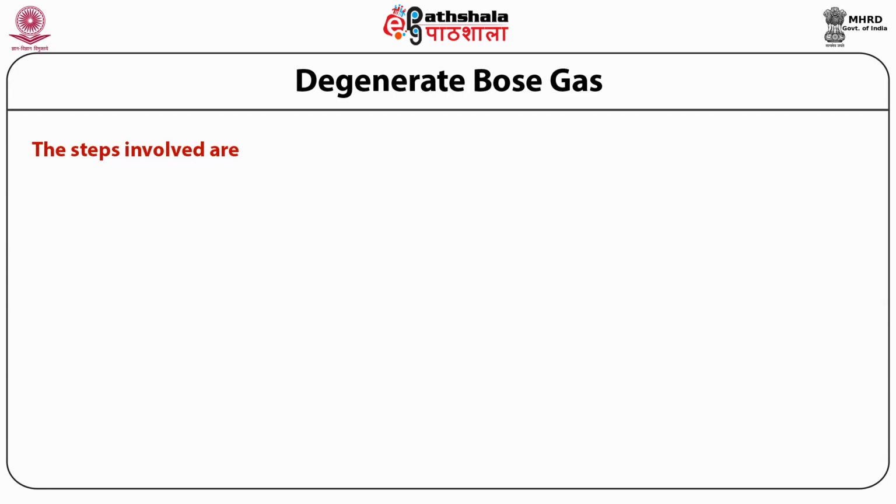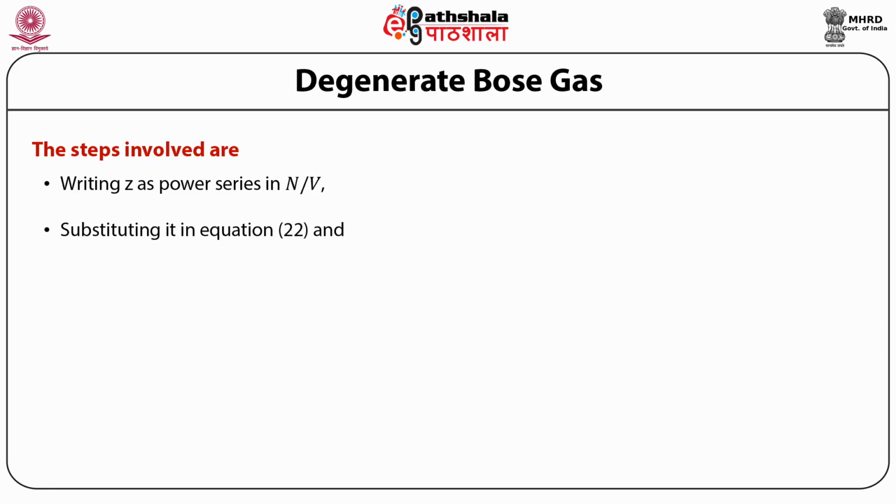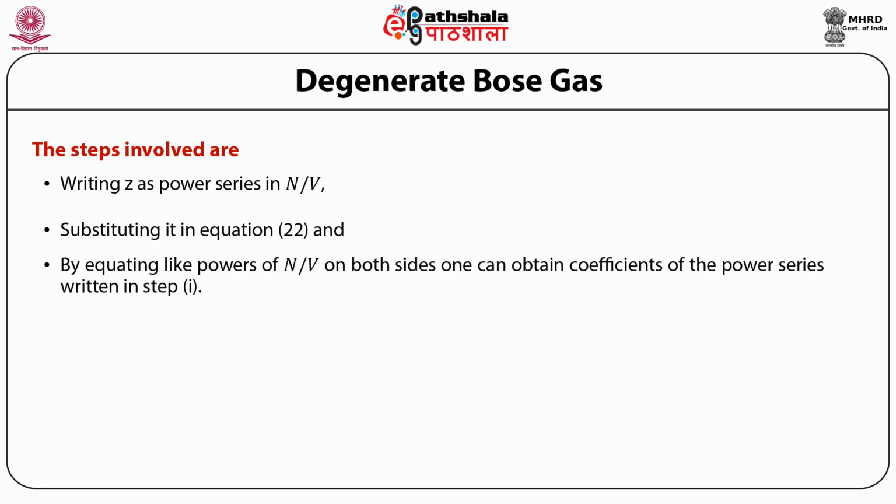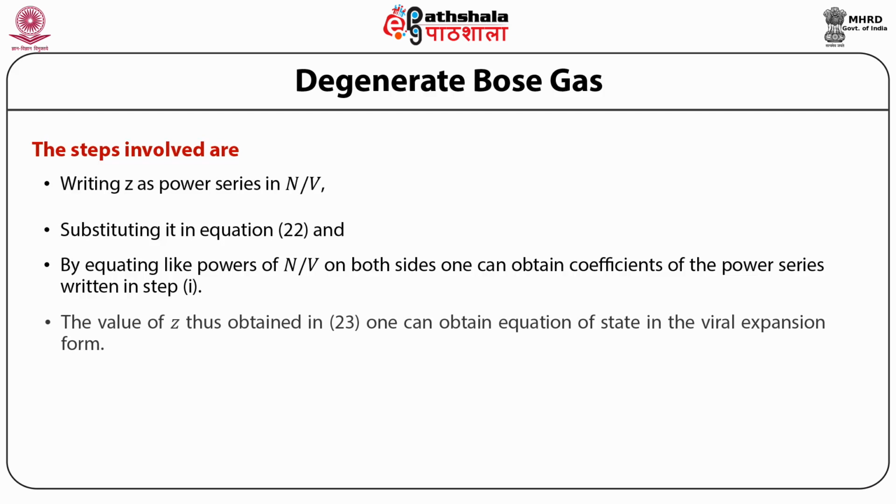The steps involved are: writing Z as a power series in n upon V, substituting it in equation 22, and finally, by equating like powers of n upon V on both sides, one can obtain the coefficients of the power series written in step 1. With the value of Z thus obtained in equation 23, one can obtain the equation of state in the virial expansion form. So let us perform step 1.